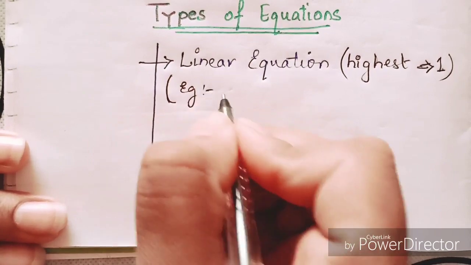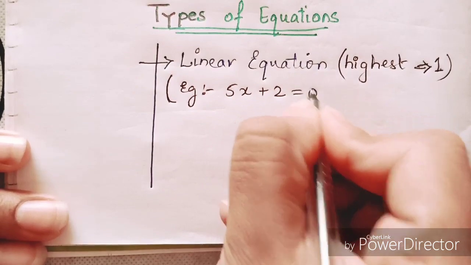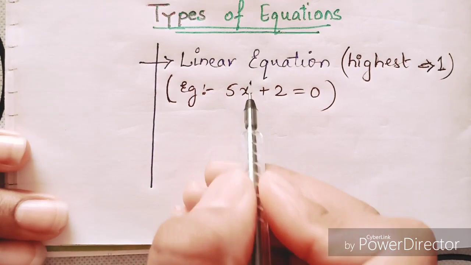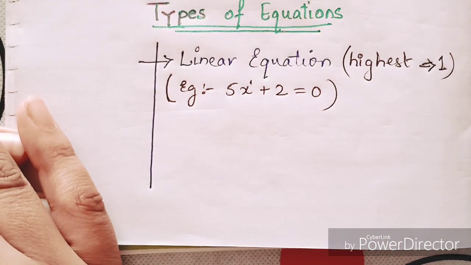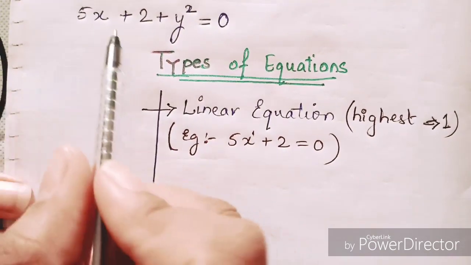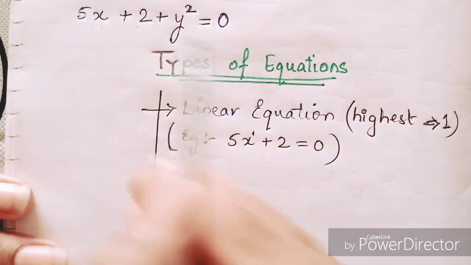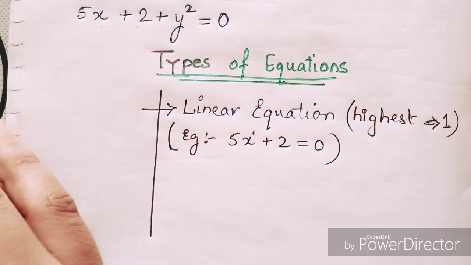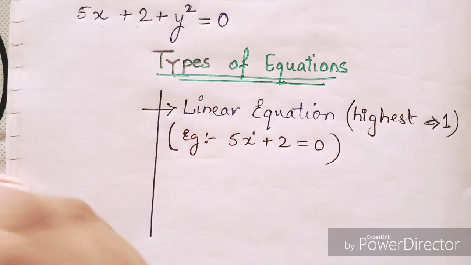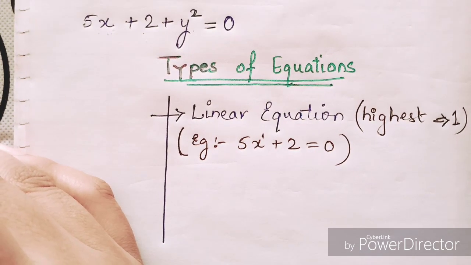Example, like we took the example of 5x + 2 = 0. This is a linear equation. Why? Because the highest power of x, of any variable in the equation, is 1. If we see the previous equation that we have seen, 5x + 2 + y^2, there are 2 variables, so you can say equations in 2 variables, right? But is this a linear equation? x has power 1, y has power 2. So the highest power is what? 2. So this is definitely not a linear equation.